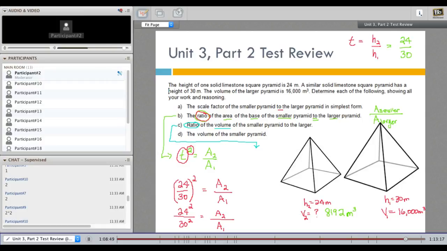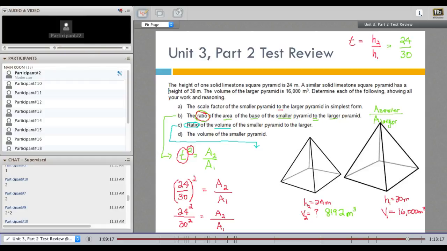Now that's good thinking, Nancy. So I like this one. Okay, I'm going to use my scale factor, 24 over 30, which is perfect. You can certainly do that. And Anthony also said, well, I actually do know the volumes now, so I could just make the ratio with the 8,192 and the 16,000, which is great too. And both of those answers should come out to the same.